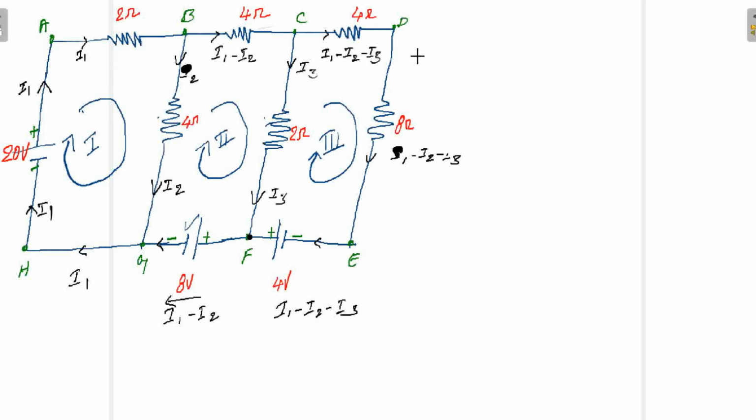Let us see how to write a KVL. For example, here we are having 2 to 3 conventions. You can follow the convention for which you feel comfortable. For example, you are here. You stand here and you have started your journey from A to B, B to G, G to H, and again reach A.